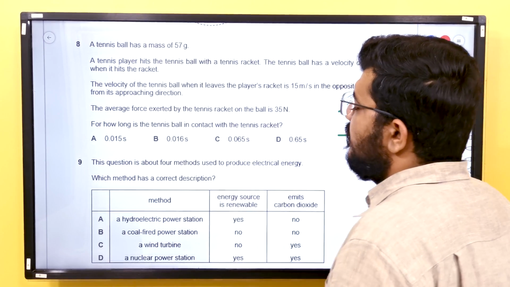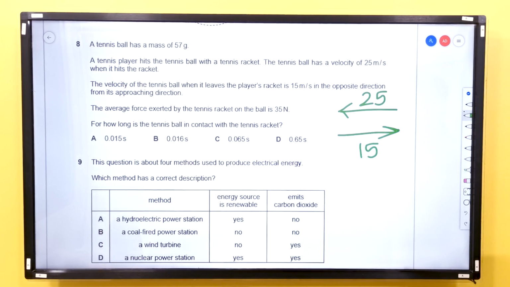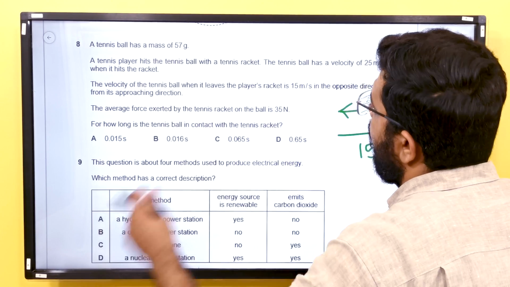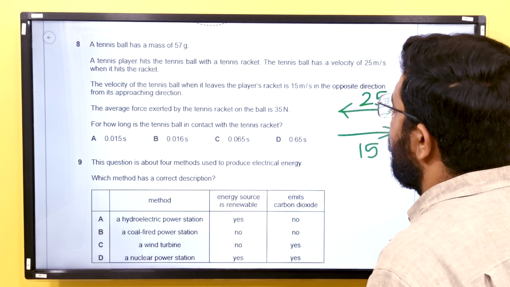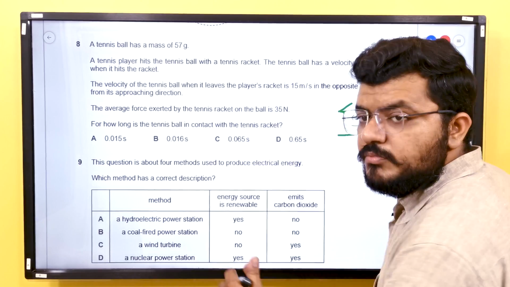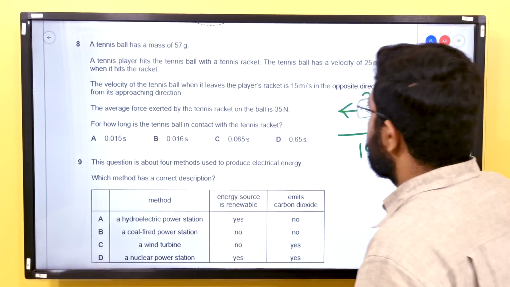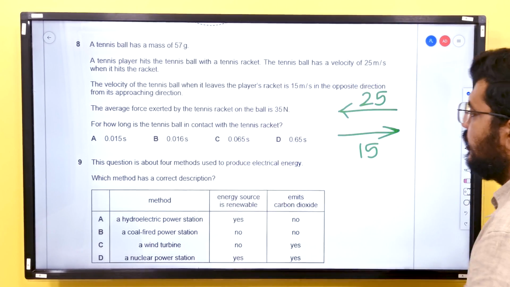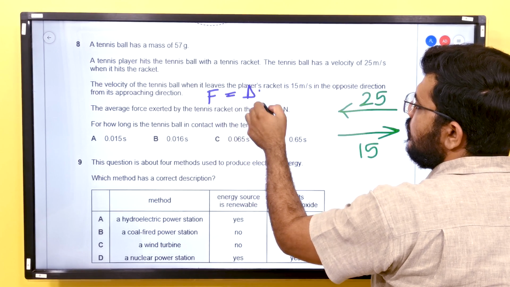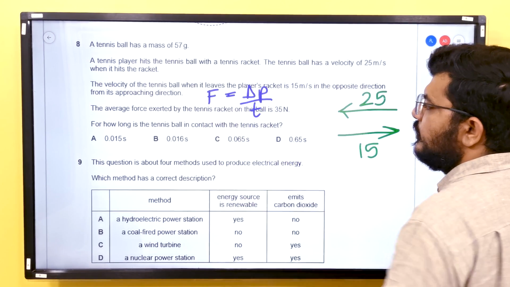Okay. The average force exerted by the tennis racket on the ball is 35 Newton. For how long is the tennis ball in contact with the tennis racket? Now guys, to understand this, we can simply use the change in momentum, right? The force is nothing but delta P by T.